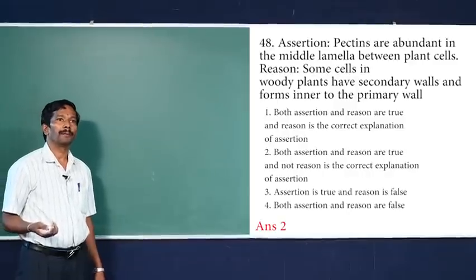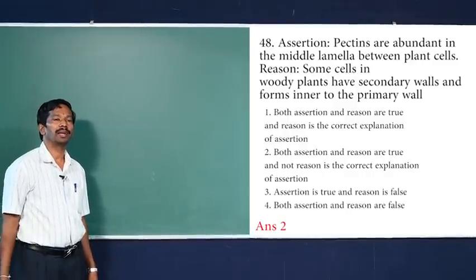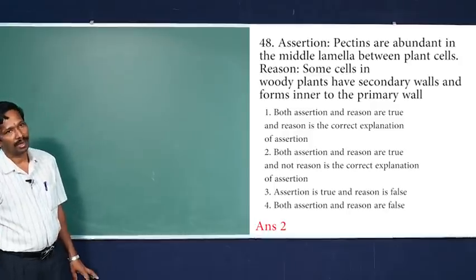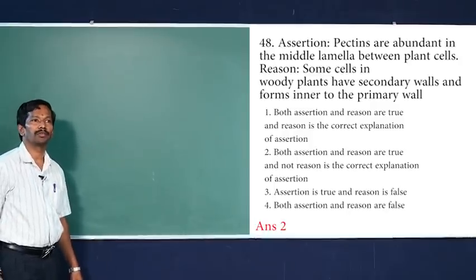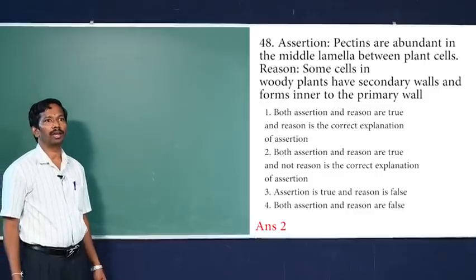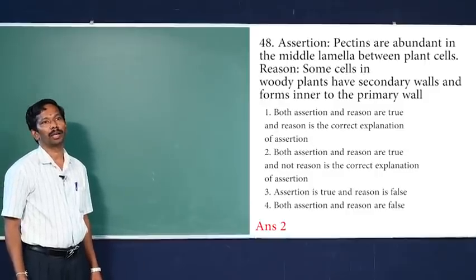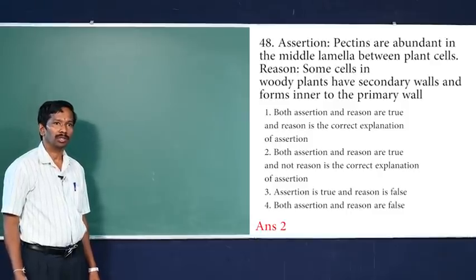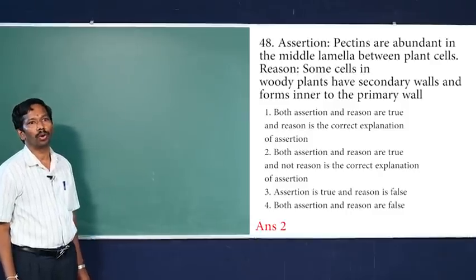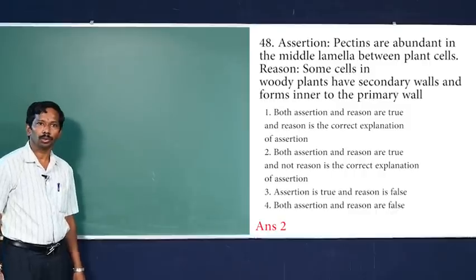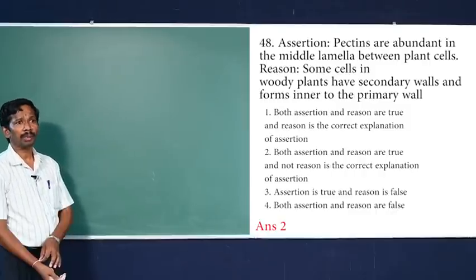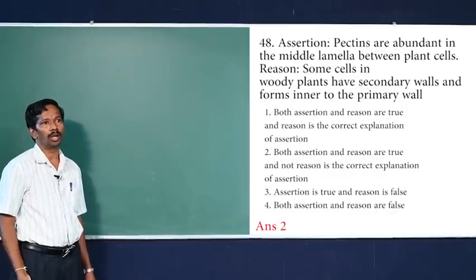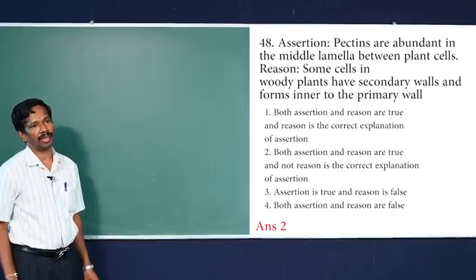Assertion reason question. Pectins are abundant in the middle lamella between plant cells. Yes, it is true, because the middle lamella is a common cementing layer between two plant cells laid down at the time of cell division, and it is made up of calcium pectate more prominently. Reason: some cells in woody plants have a secondary wall formed inner to the primary wall. That's also correct, but the explanation is not proper for the assertion. So therefore answer 2 for question number 48.